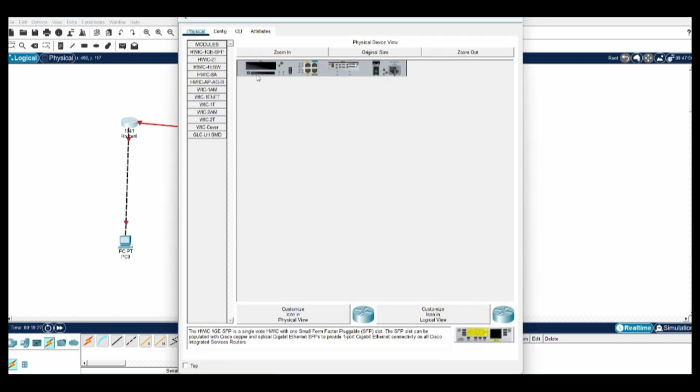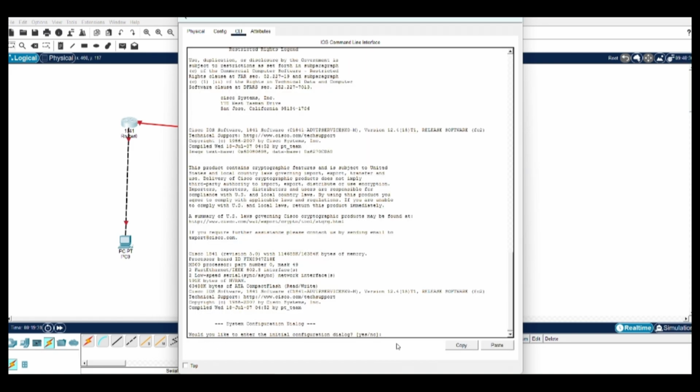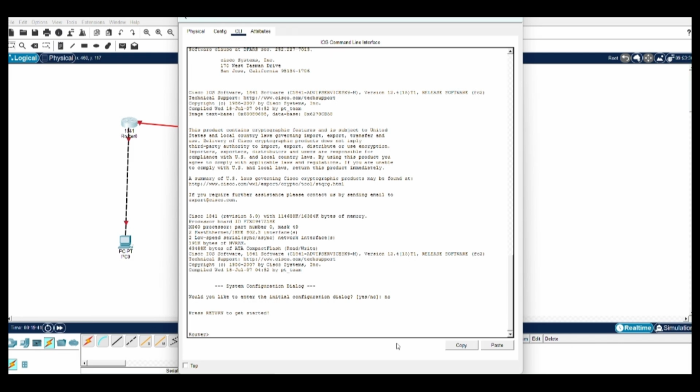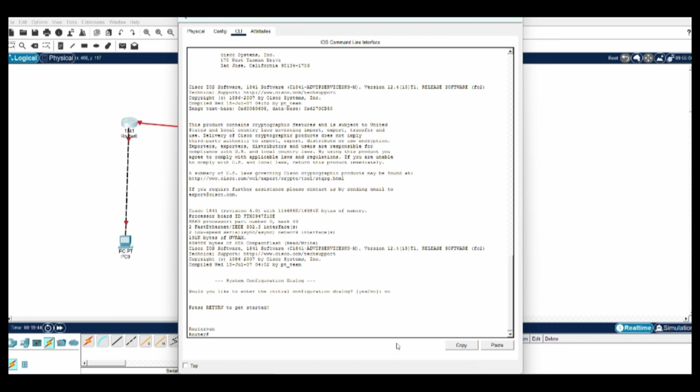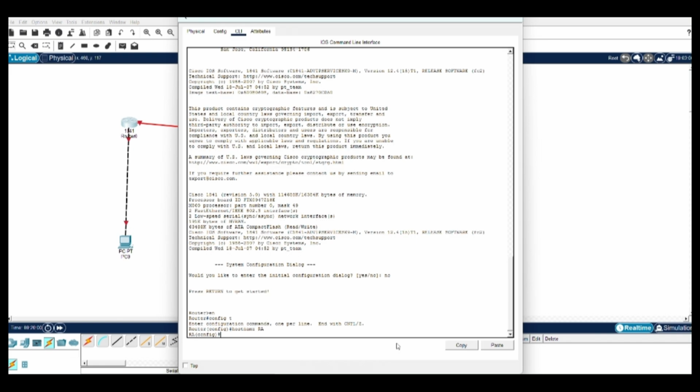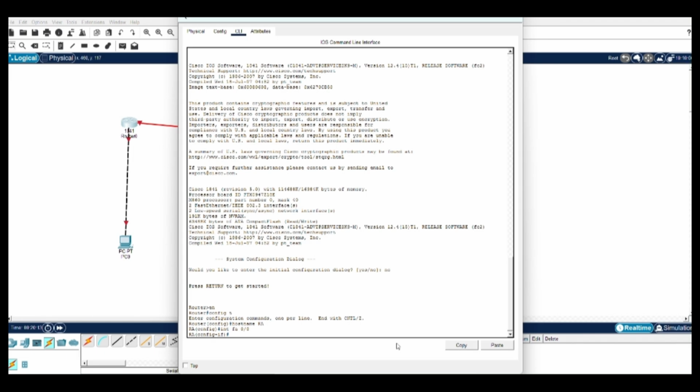Now we're going to start the configuration. We open the CLI and start applying the necessary commands. Config T, and start the configuration. First, we have to change the name to router A for identification. This port 0/0 is for the connection between router A and PC A.